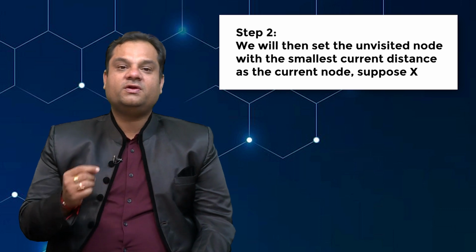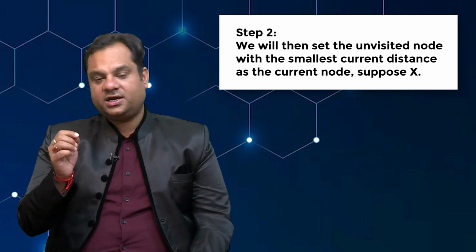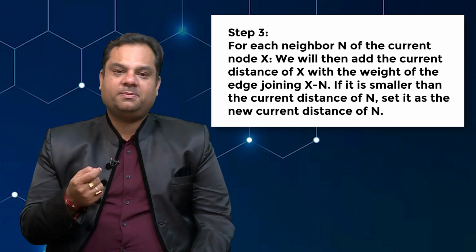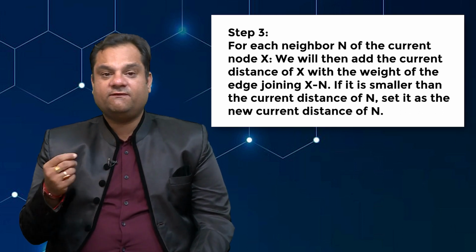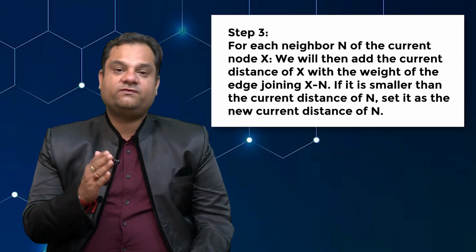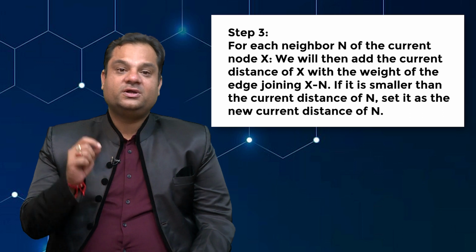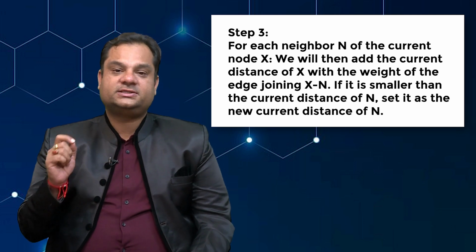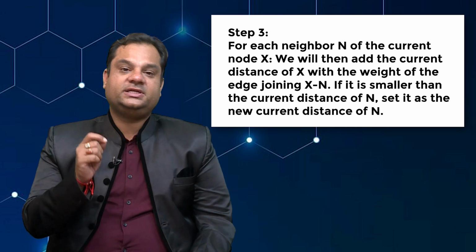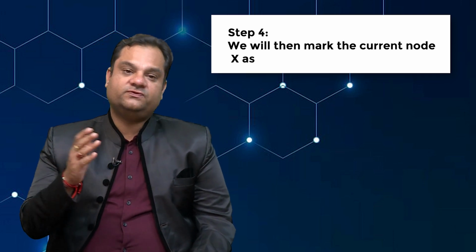In step 2, we will set the unvisited node with the smallest current distance as the current node, suppose x. In step 3, for each neighbor n of the current node x, we will add the current distance of x to the weight of the edge joining x to n. If it is smaller than the current distance of n, set it as the new current distance of n. In the next step, we will mark the current node x as visited.